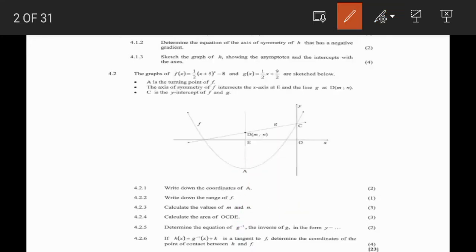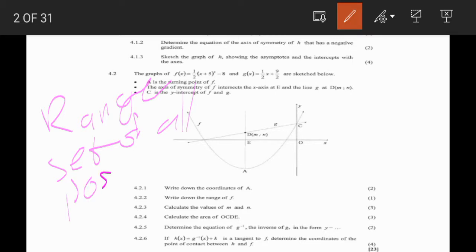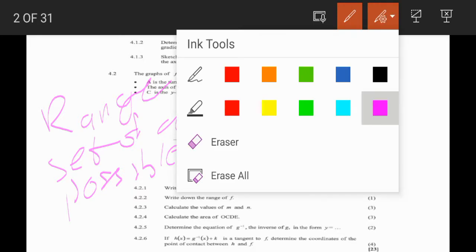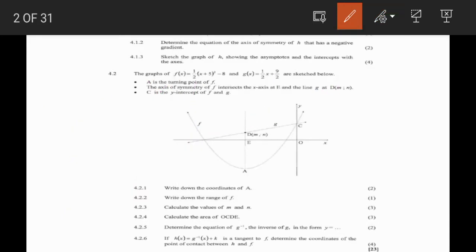Then 4.2.2 says write down the range of f. When we speak of range, what are we speaking of? The range is a set of all possible y values. We are talking about all the y values that will exist in this graph, all the y values for which the graph will exist, right?